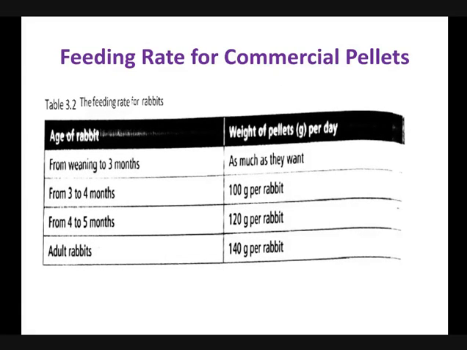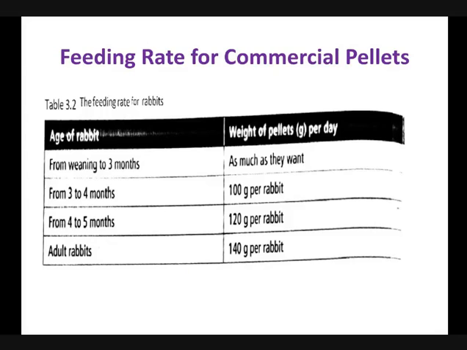Now look at the feeding rate for commercial pellets on this slide. The first thing you need to consider is the age of the rabbit and the weight of pellets in grams per day. So how many grams of the pellet you're going to give to these rabbits based on their age. From weaning to 3 months, so after you remove the young from the mother, and you will learn about weaning when we get to reproduction, from weaning to 3 months, you give them as much as they want.